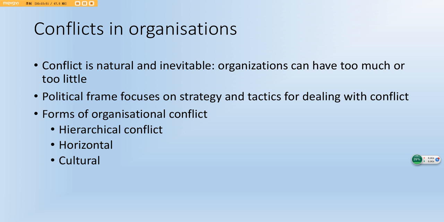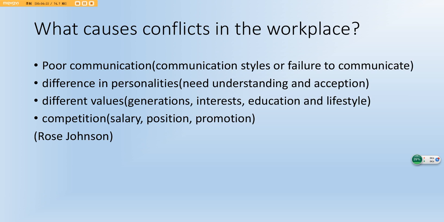Conflict in an organization is natural and inevitable. Organizations can have too much or too little. The political frame focuses on strategy and tactics for dealing with conflicts. Forms of organizational conflict include hierarchical, horizontal, and cultural conflict.